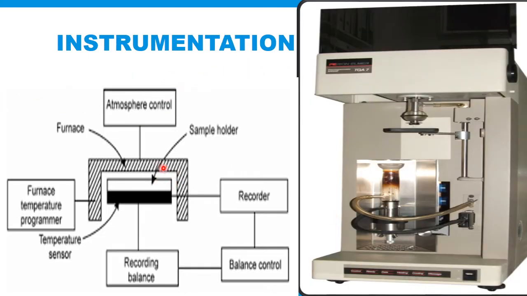Instrumentation. Here essentially it consists of a furnace in which we have the sample holder. We have the atmosphere control for the furnace, and we can pass inert gas throughout the process. We have a furnace temperature programmer and a recording balance which records the weight change. So at present day, a TGA instrument will look somewhat like this.